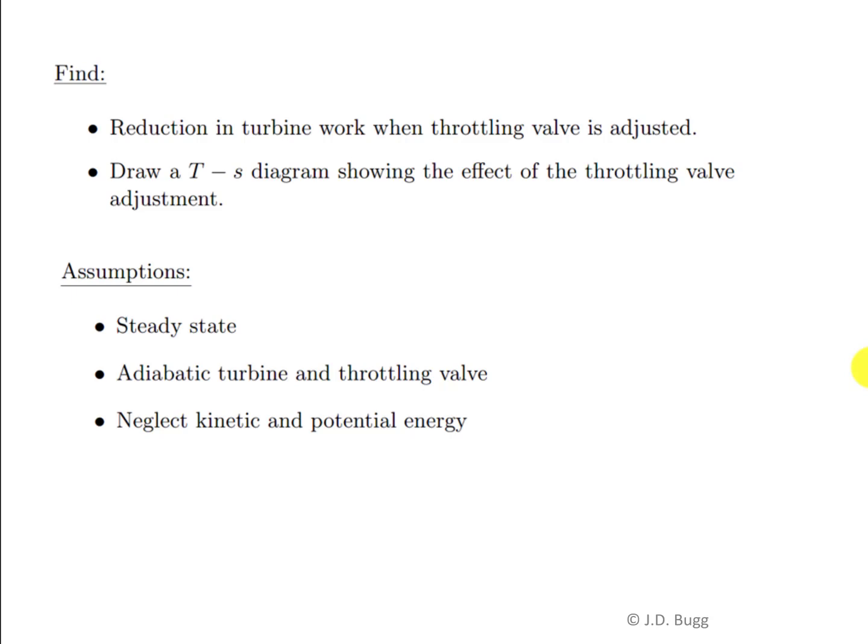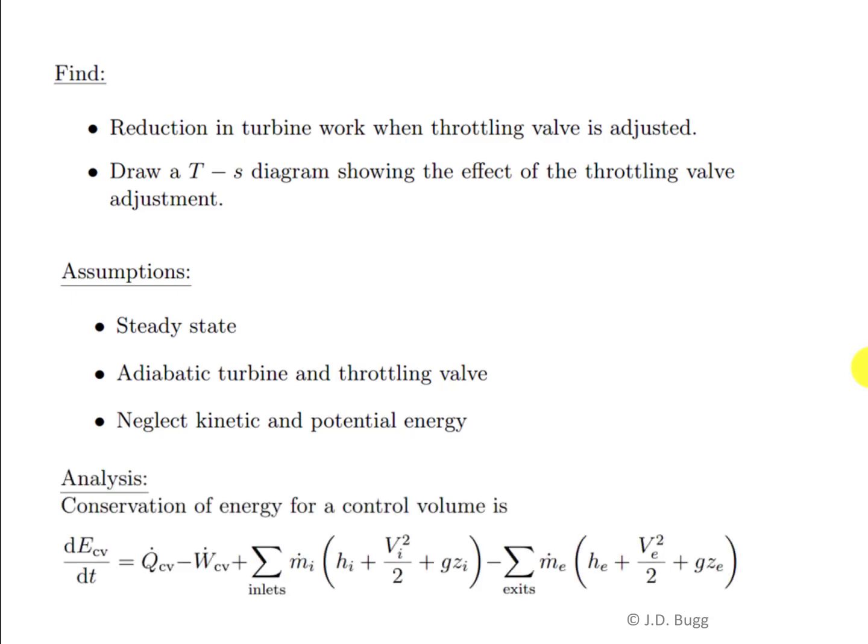So because we're interested in the work produced by the turbine, we're going to be looking at the control volume energy equation. So this is the complete equation shown here. Because we're assuming steady state, the left-hand side will be 0. When we apply this to the turbine or the throttling valve, it's adiabatic, so Q is 0 as well. Work we'll need to retain for the turbine, but not for the throttling valve. And kinetic and potential energy changes are going to be ignored everywhere.